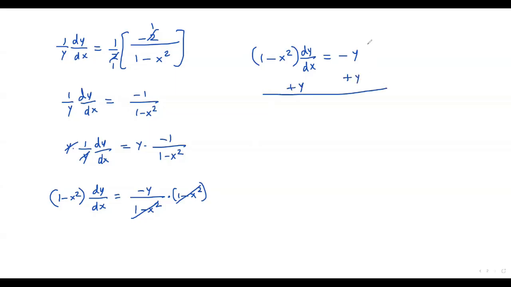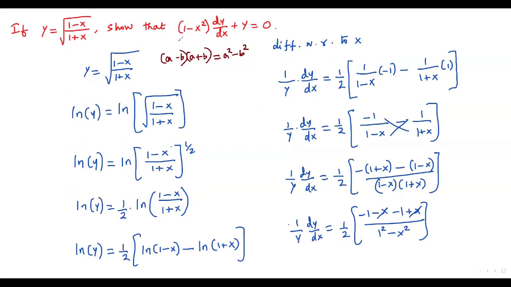When I do so, this negative y and positive y will cancel. Then I'm getting 1 minus x square times dy over dx plus y, because here we have added y, equals 0. Now I have shown the expression, that is 1 minus x square times dy dx plus y equals 0, as given in the question.